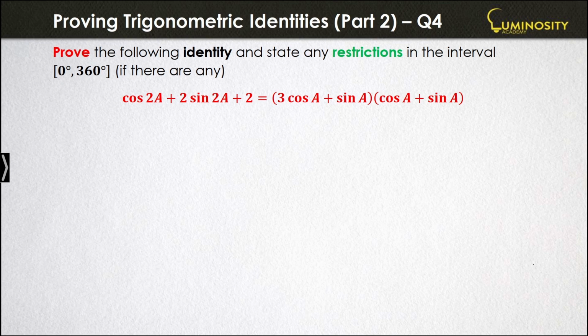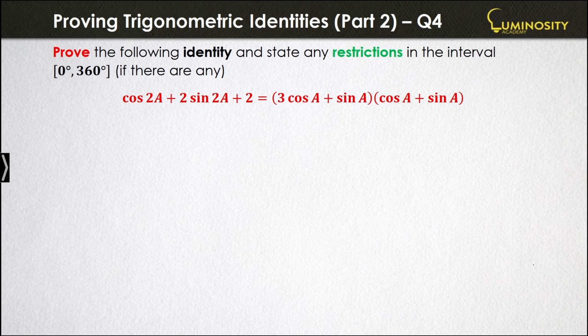We want to prove the following identity and state any restrictions in that interval, if there are any. First of all, on the left-hand side, I have a cos 2a and a sin 2a term. I can put any angle a there, and cos and sin will always give me a number, generally between -1 and 1, because that's the range of the standard cos and sin graph. But with the 2 here, the range could be different. The piece of information we are more interested in is that you can put in any angle and you will still get a real number out.